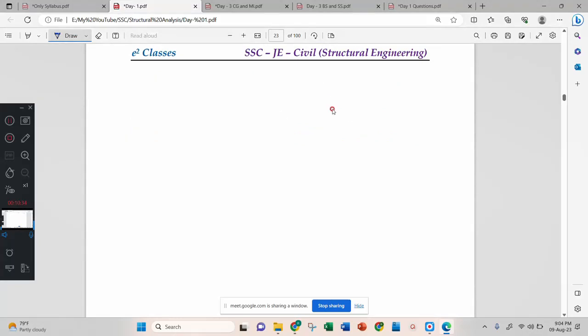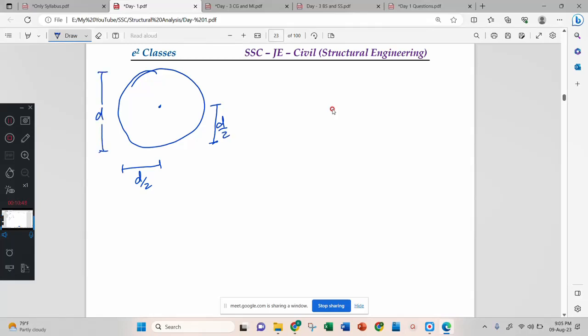Next, we have a circle. This is a circle, and of course this is d by 2. In any way you can consider it as d by 2, that is the radius. Then this is your diameter. Okay, now if we have a semicircle, then you will have the CG here. Then this one is 4r by 3 pi. You remember this one. And the total is r. This is your r, semicircle.